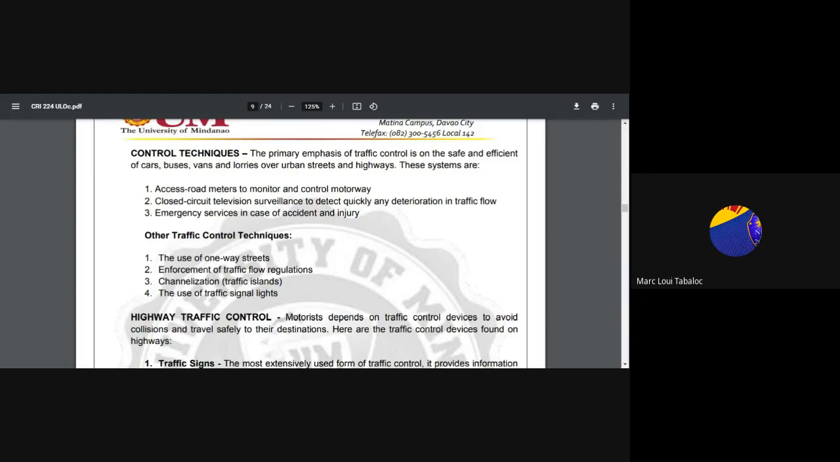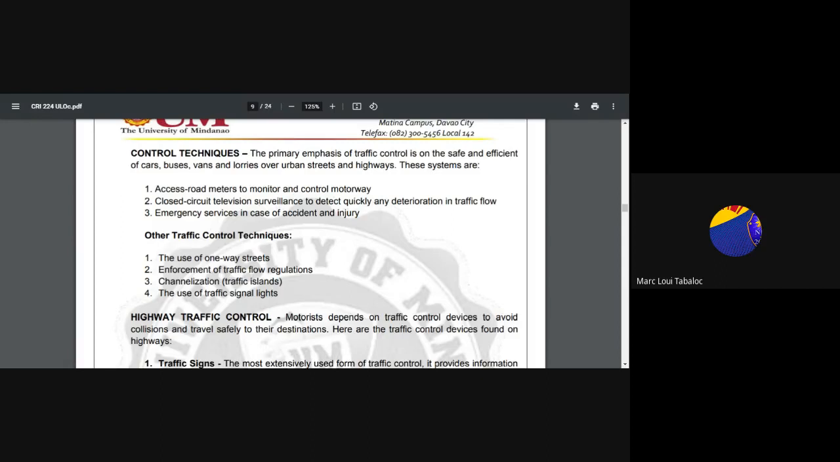And of course, another control technique na unique. Yan. Aside from the use of traffic signals and traffic signs is yung mga paggamit ng enforcers also. Kasi ang mga enforcers, they also have their own communication systems. They could really control the traffic. Sabihin natin kung pumalya ang traffic signal or merong special event that involves proper management of a road system.